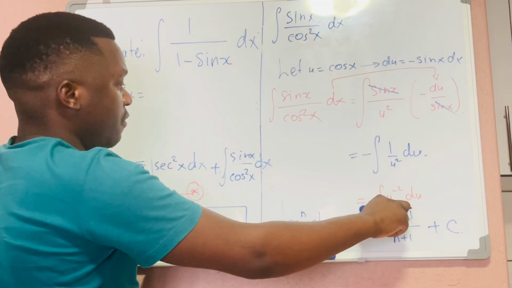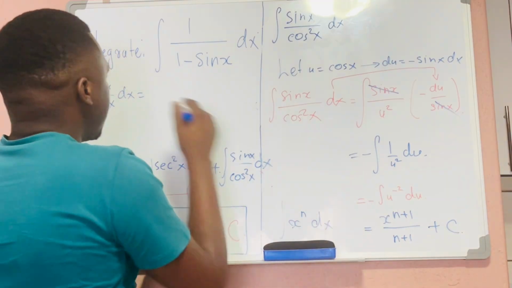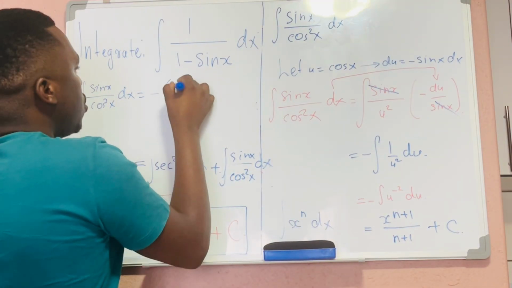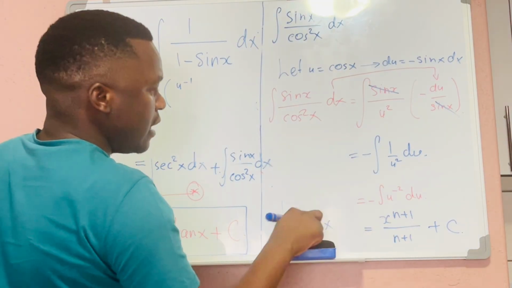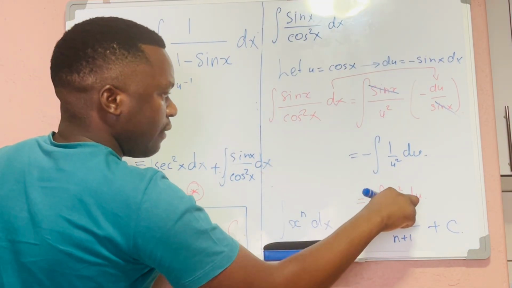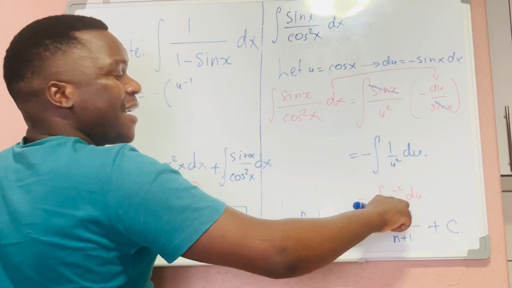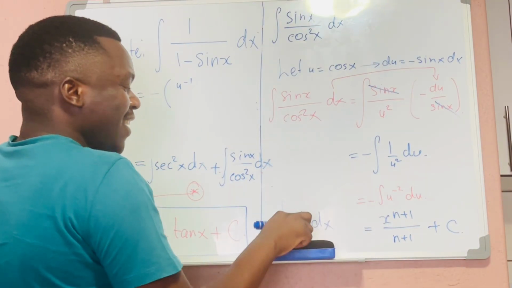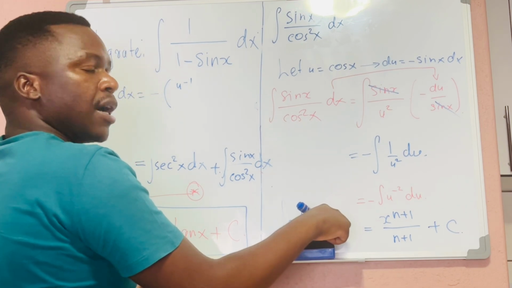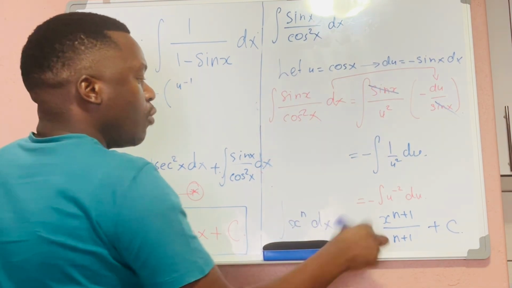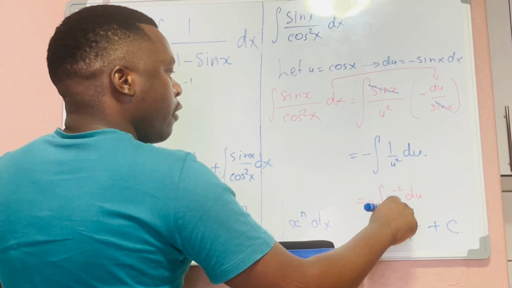You need to be very careful here. So what is my n? My n is negative 2. So I'm going to have minus u to the power of minus 1, because I substitute my n here. For as long as we have a variable to the power of n with respect to its integrating agent, we can just apply the inverse power rule of integration.